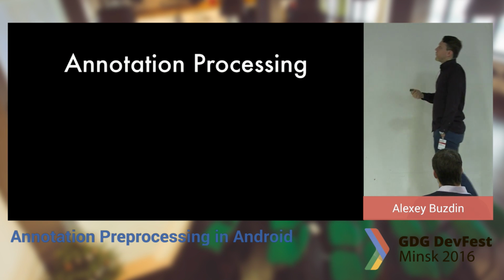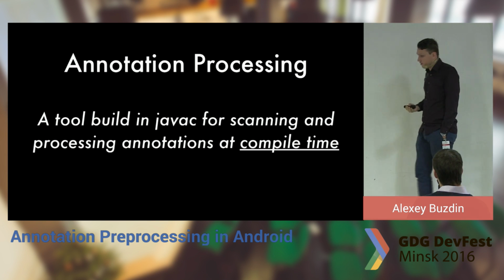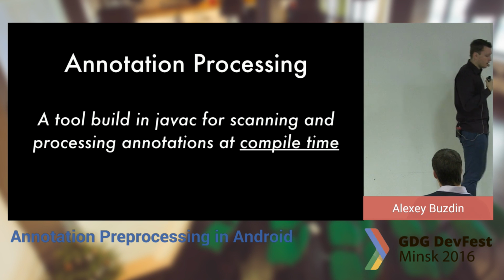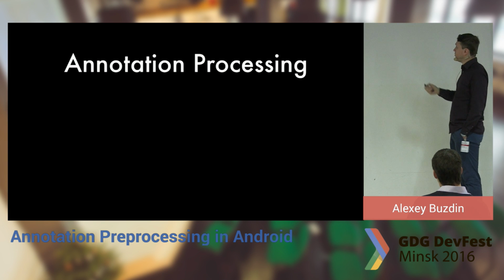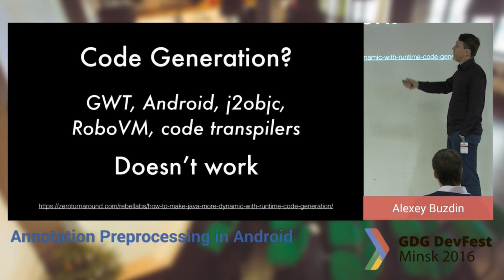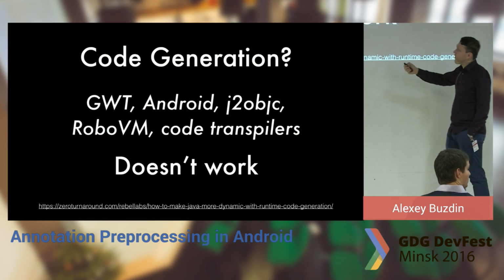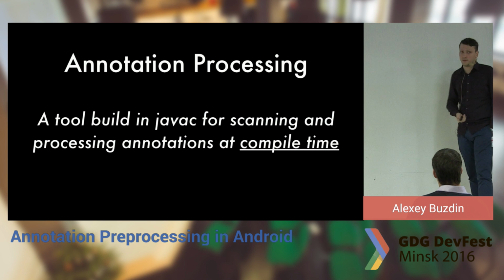So this is where we get to annotation processing. And what this basically is, an annotation processor is a tool that generates classes during compile time. So we are safe with all those frameworks, with RoboVM, with GWT, with Android, etc., etc. Because all the magic that Android does with its compiler can happen after annotation processing.